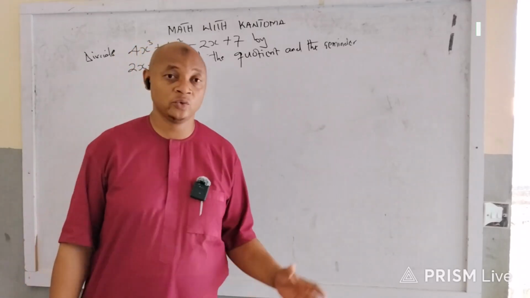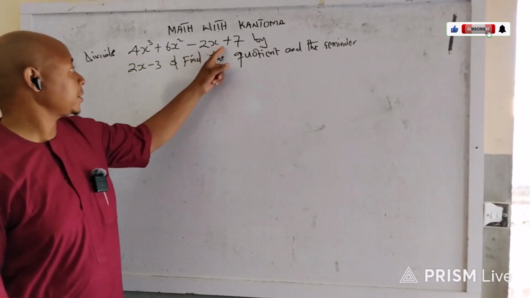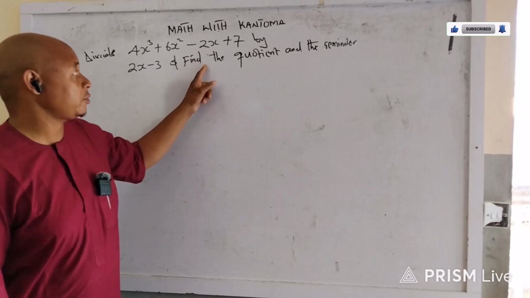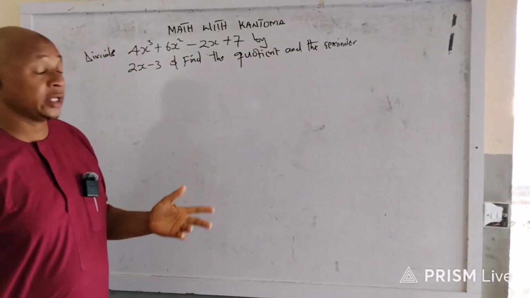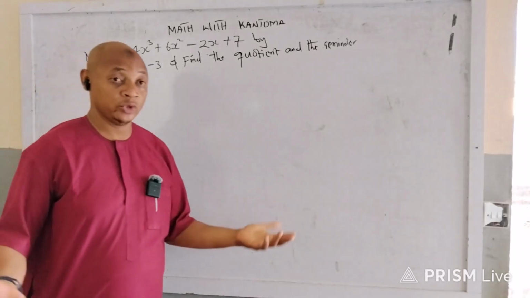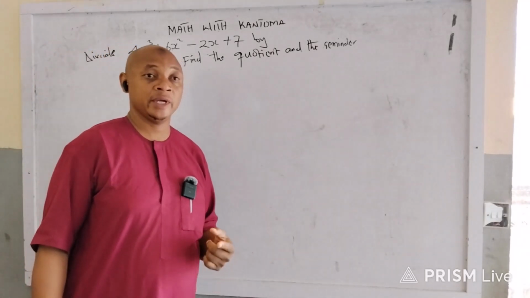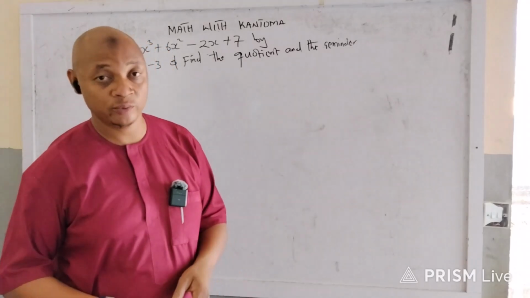In today's class, we are asked to divide this function by 2x minus 3, and we're asked to find the quotient and the remainder. So now looking at this problem, we know that this is a polynomial. By polynomial, we mean when the highest power of the unknown variable is equal to 3 and above, we say that equation is a polynomial equation.